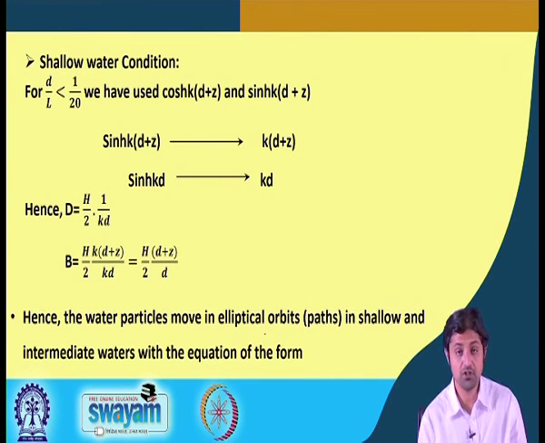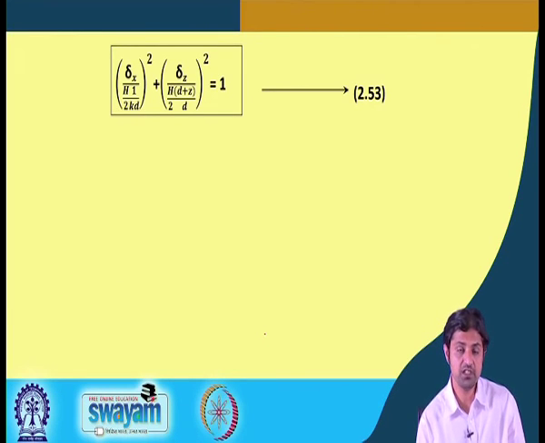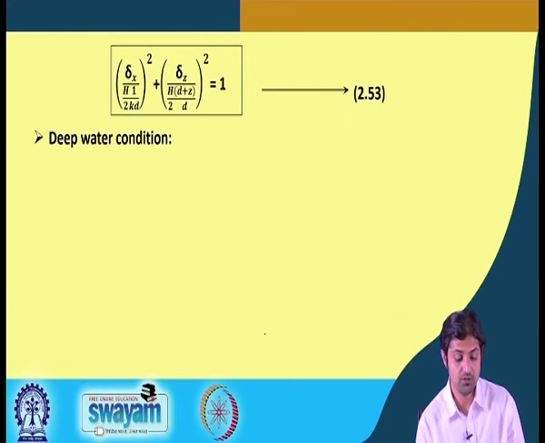Hence the water particle in shallow and intermediate waters moves in an elliptical orbit with the equation of the form, which is simply substituted with this D and B.